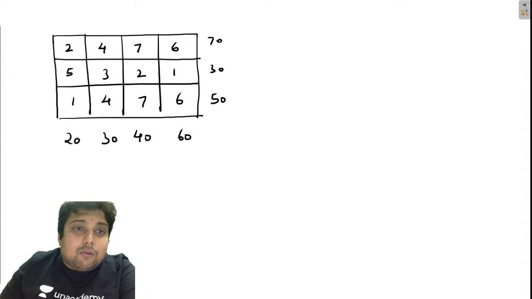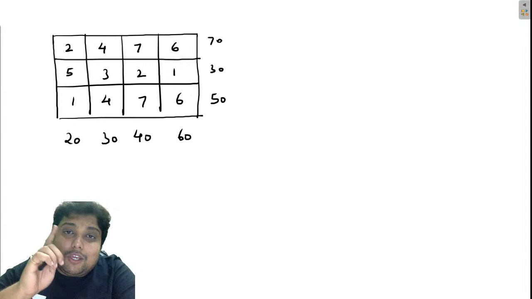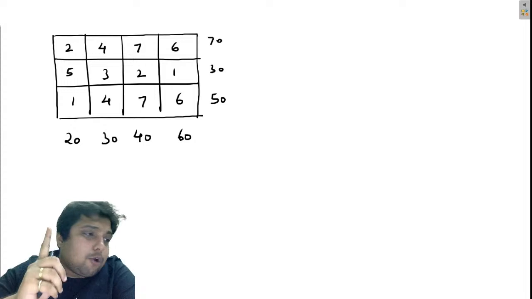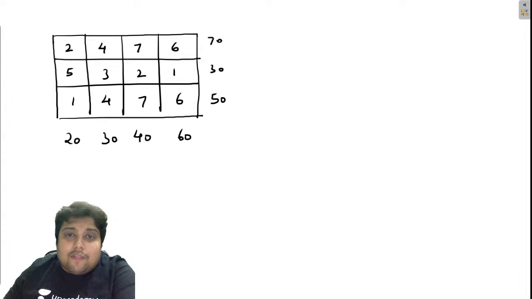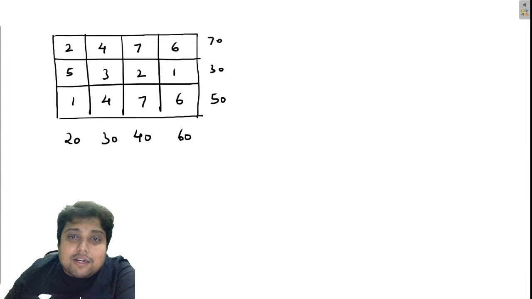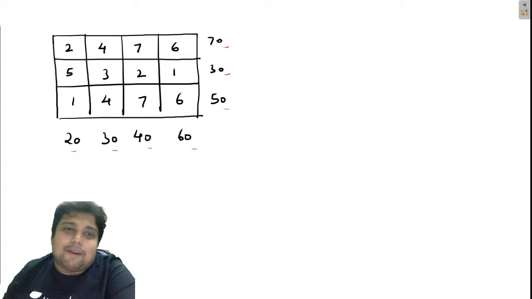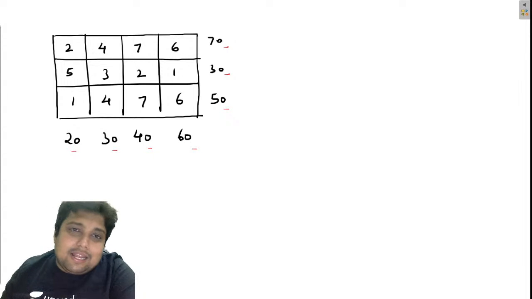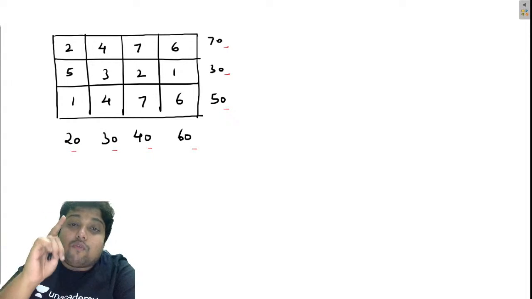Let me just remind you, if you have forgotten, that you have to first check whether the problem is balanced or not. So that means adding all the supply and demands. 70 plus 30 plus 50, that is 150. 20 plus 30 plus 40 plus 60, that is 150. So demand and supply are equal. That means the problem is balanced, and now I can move on.